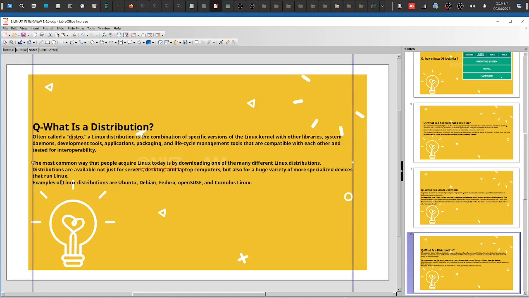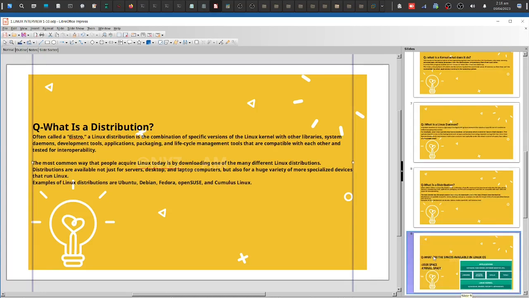There are so many out there, and some are very user friendly, especially Ubuntu and Debian. Some, like CentOS, have only the CLI and no GUI environment. So based on our need, we'll download one and use it.